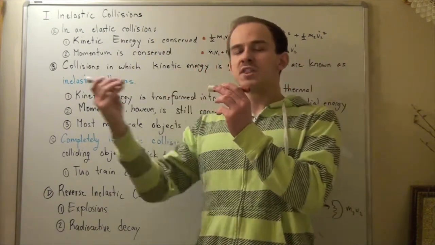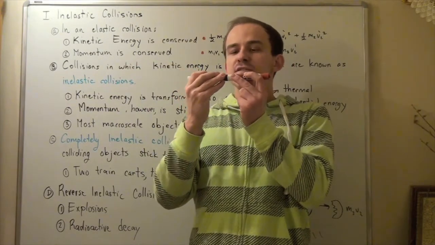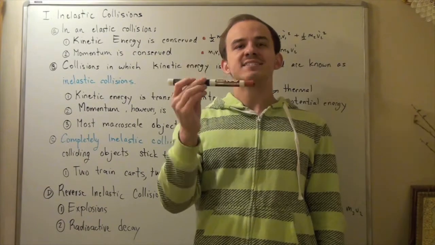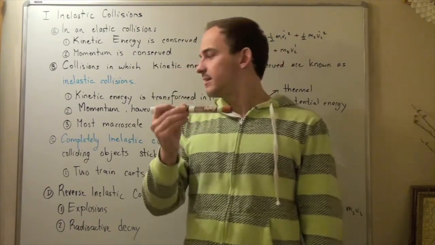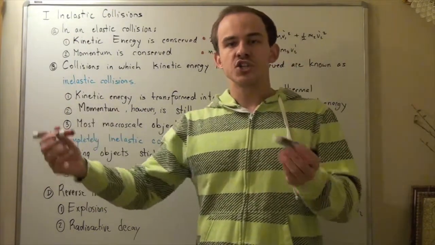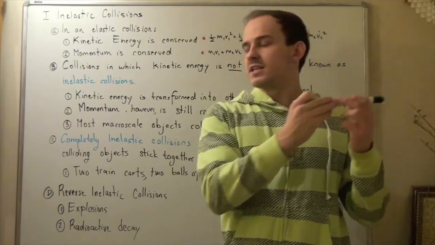So before the collision, they were individual objects, but after the collision, they formed one system with one mass, and this is known as a completely inelastic collision. Other examples include, once again, two train cars going on the same railroad and colliding and moving off together.